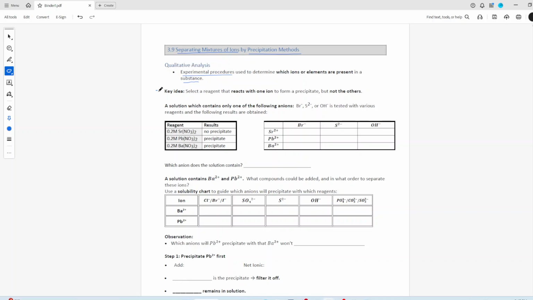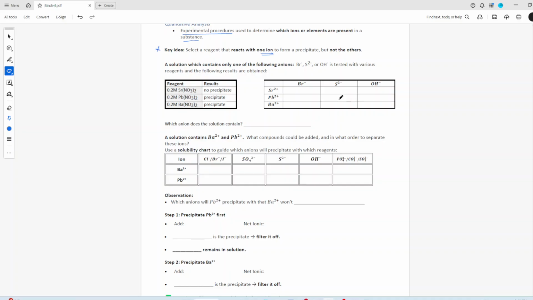The key idea here is that we are going to be looking for reagents that will react with one ion to form a precipitate, but not the others. There are a couple of ways they can word these questions. The first one I've got here is a solution which contains only one of the following anions, bromide, sulfide, and hydroxide, is tested with various reagents and the following results are obtained.